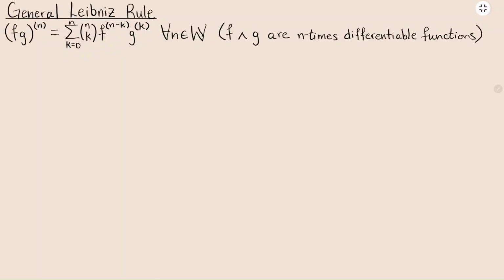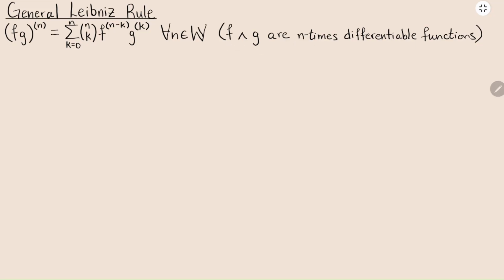I would like to go over the proof for the general Leibniz rule using the principle of mathematical induction. The rule states that the nth derivative of the product fg is equal to the sum from k equals 0 to n of n choose k times the (n minus k)th derivative of f times the kth derivative of g, for all n in the set of whole numbers, which are the non-negative integers. And we have to assume as well that f and g are n times differentiable functions.